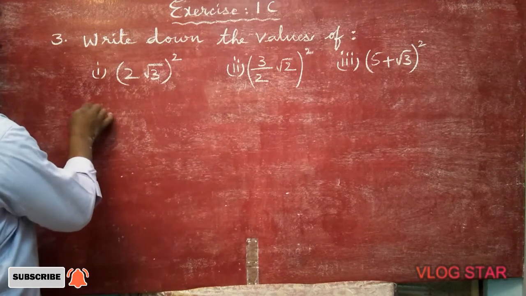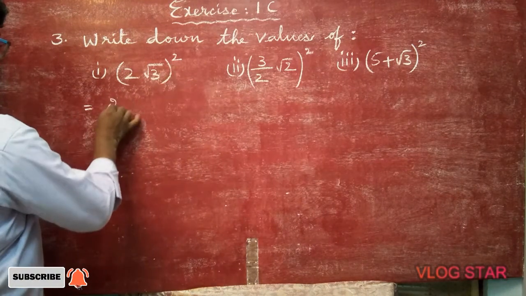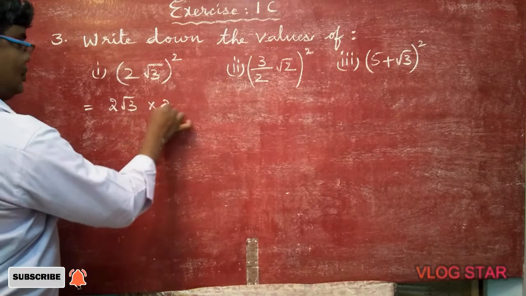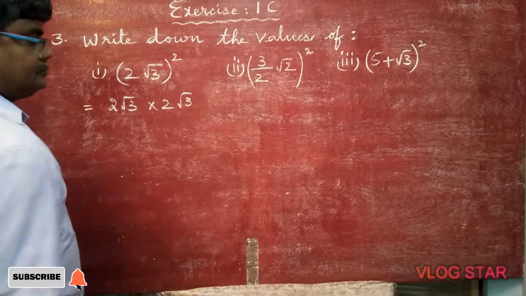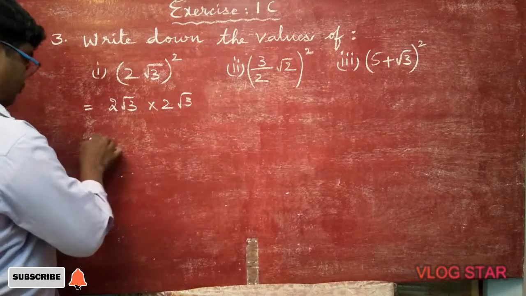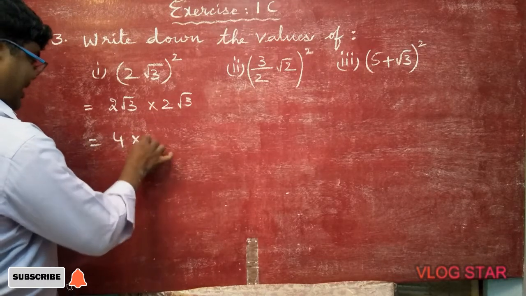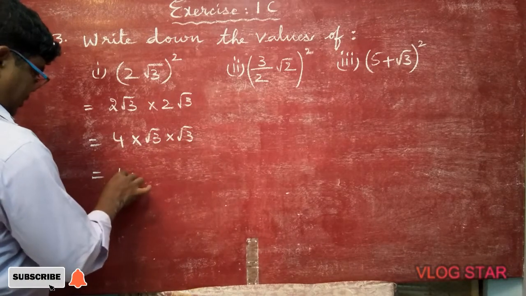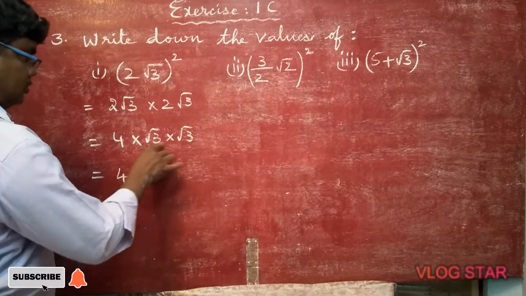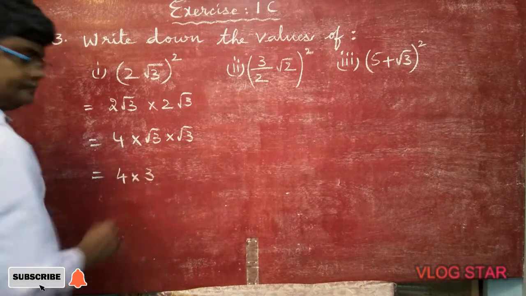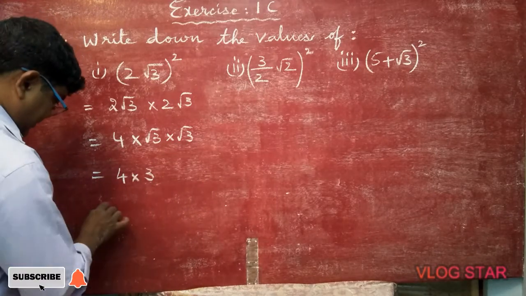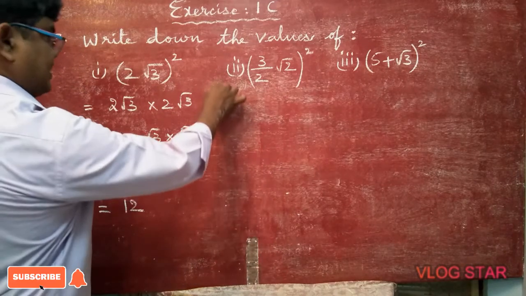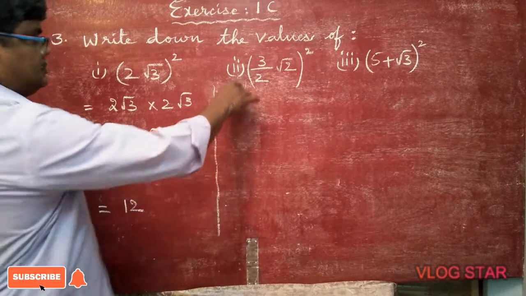So here whole square meaning is 2 root 3 into 2 root 3. This already we know. 2 2s are 4 and we are having root 3 into root 3. So 4 into root 3 into root 3 is 3. 4 3s are 12. This is the way of finding the value. Next, coming to the second bit.